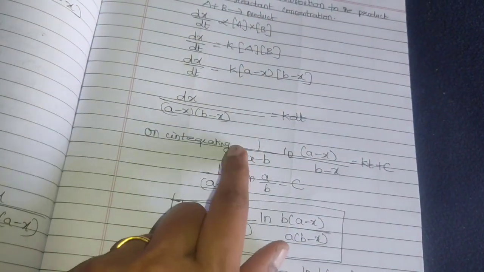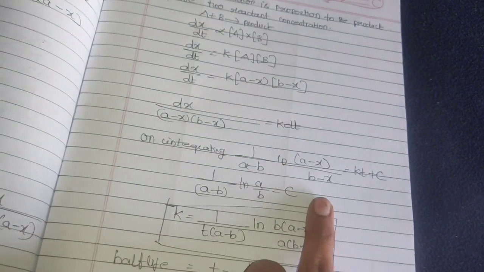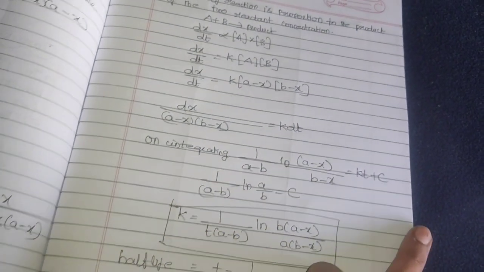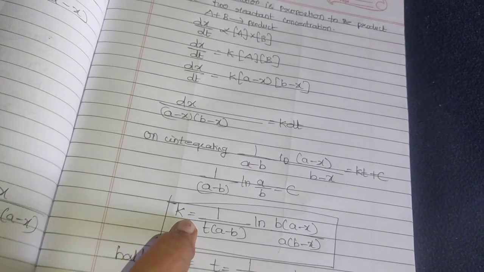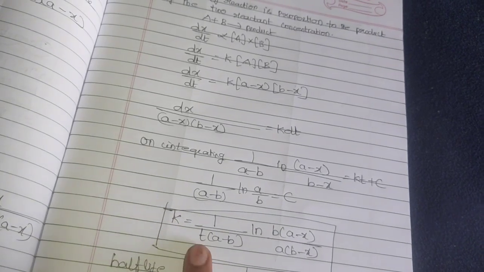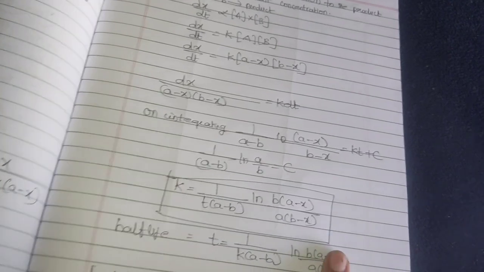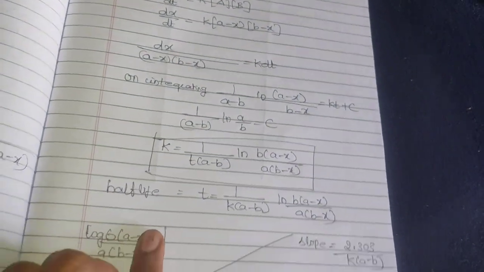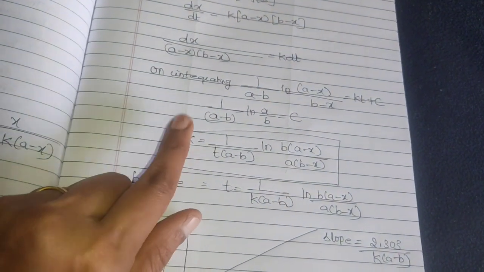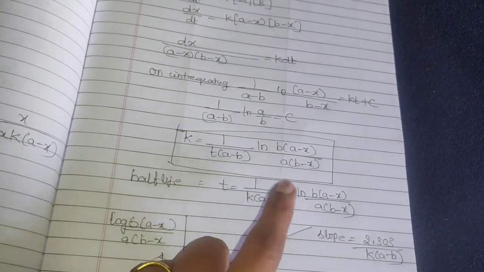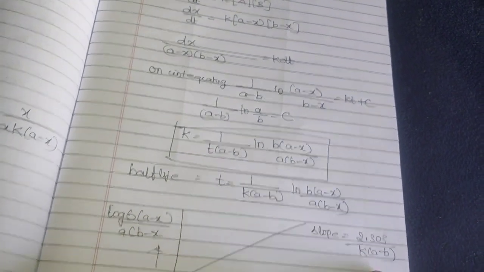So on integrating we will get 1 by (a minus b) ln of (a minus x) by (b minus x) is equal to kt plus c. So again we do all the calculations required. k is equal to 1 by t into (a minus b) ln of b into (a minus x) by a into (b minus x), like this we will get. And to calculate the half-life also we want this. So instead of t here, we will exchange k here, so that t is equal to 1 by k a into (a minus b) ln of b (a minus x) by a into (b minus x).